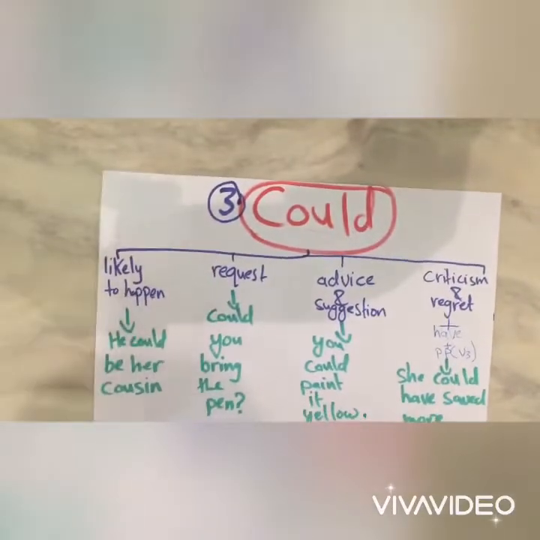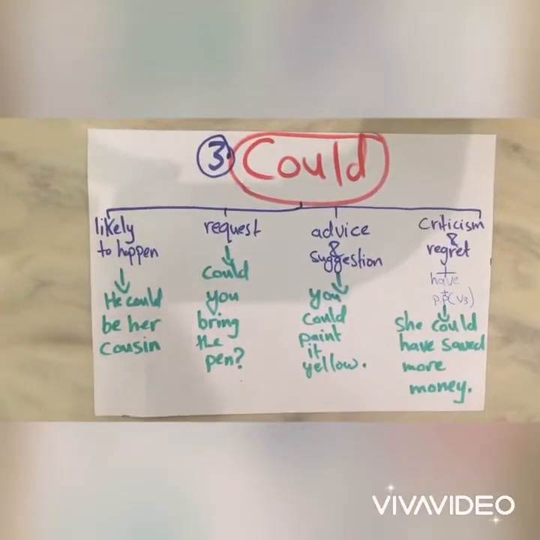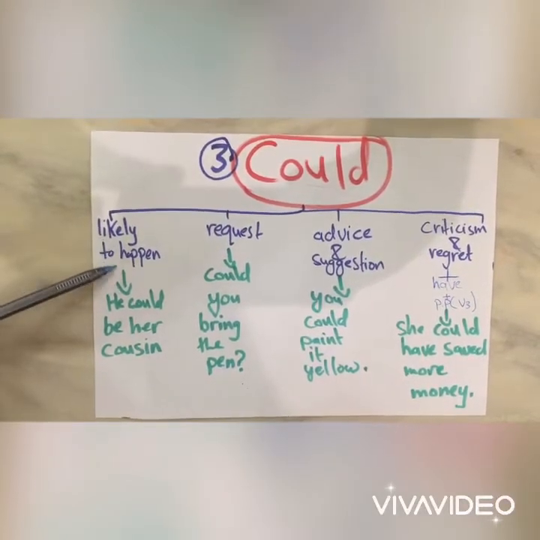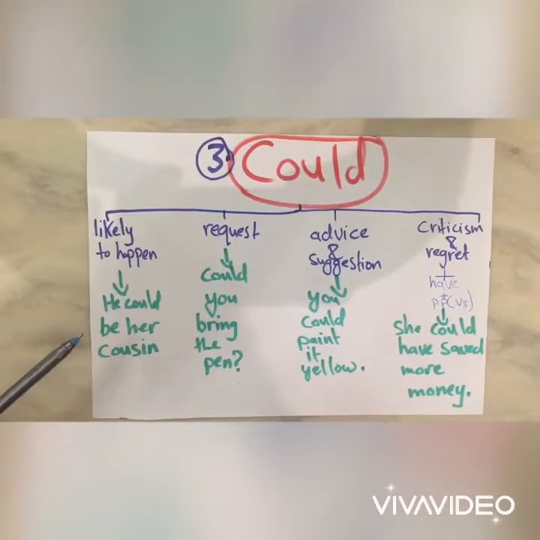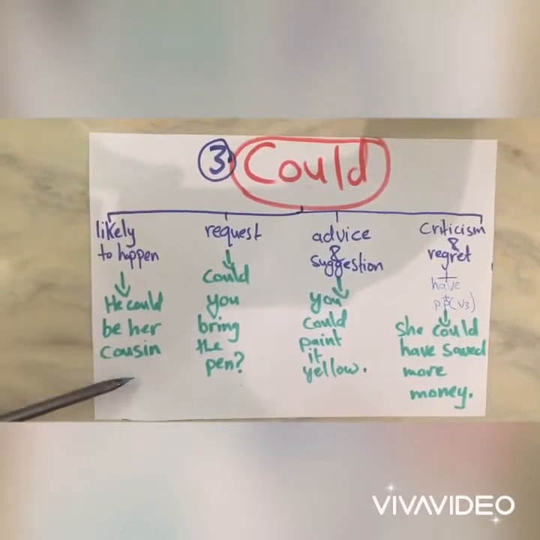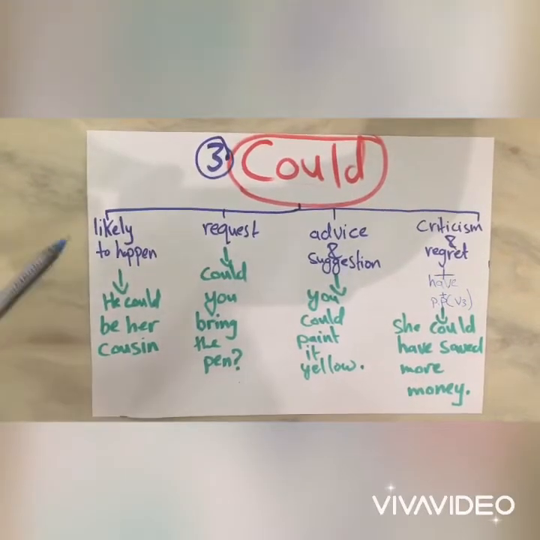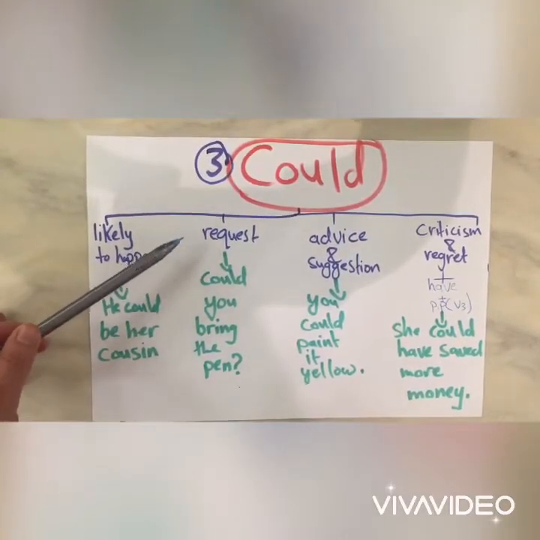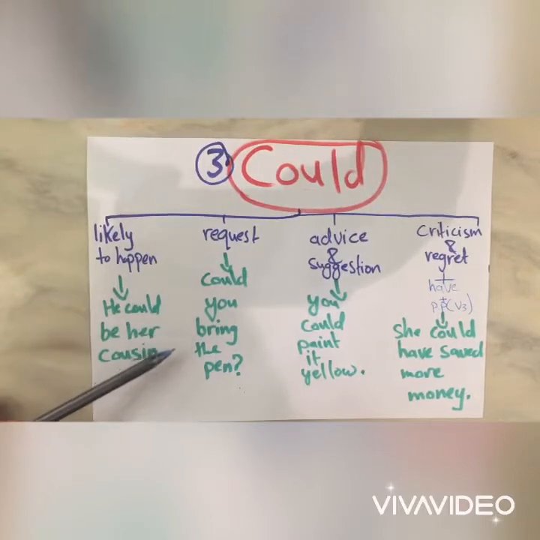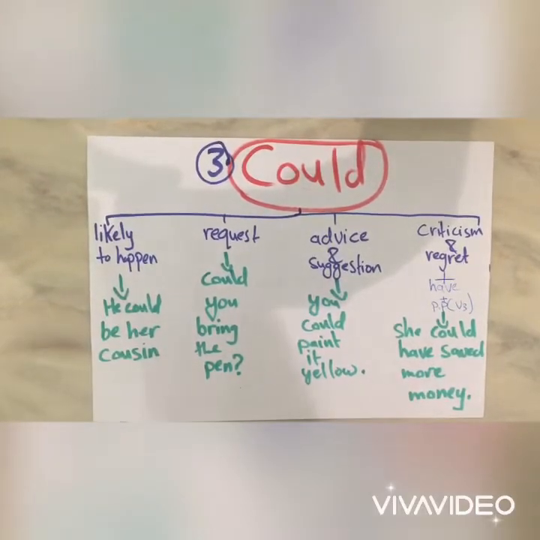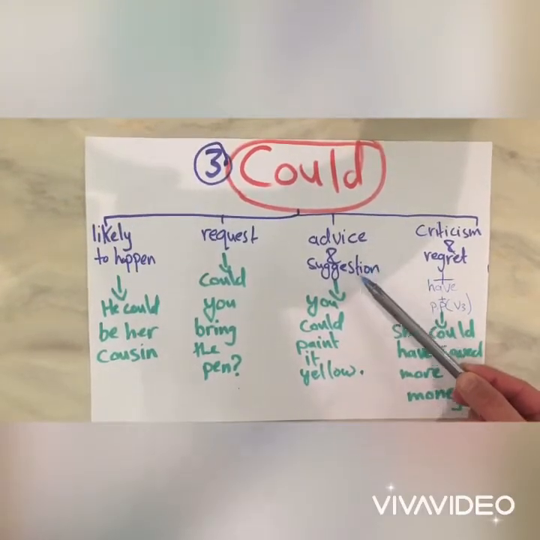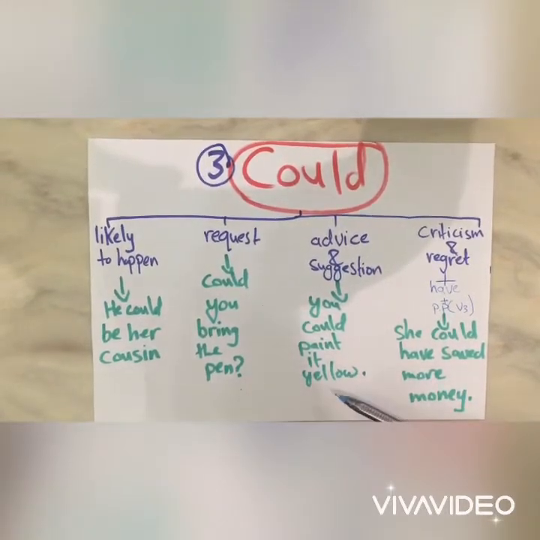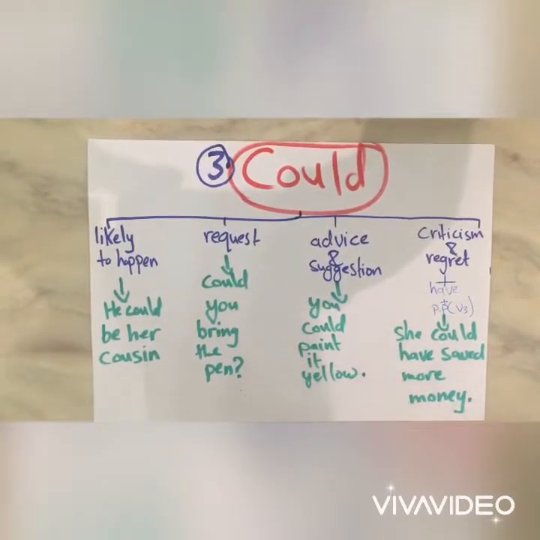Our third modal is could. We have four uses for the modal could. Use number one is when something is likely to happen. An example of this is, he could be her cousin. Another use is request. When you ask somebody to do something for you, you say, could you bring the pen? The third use is advice and suggestion. When you say, you could paint it yellow, you're suggesting to somebody to paint it yellow.